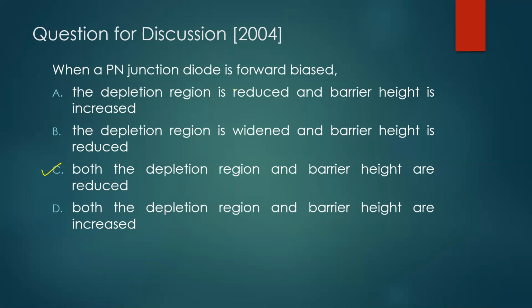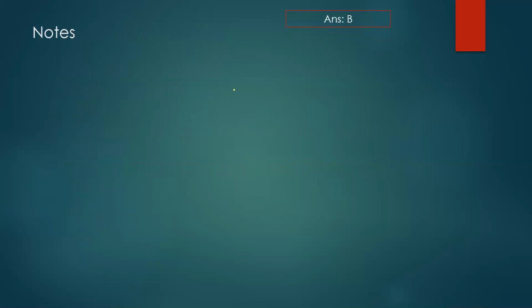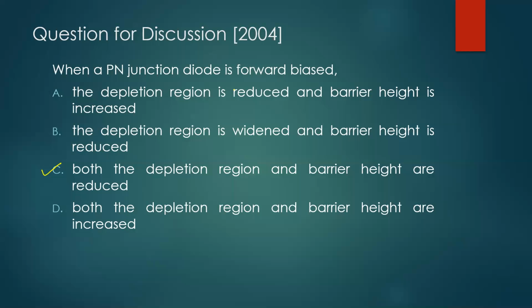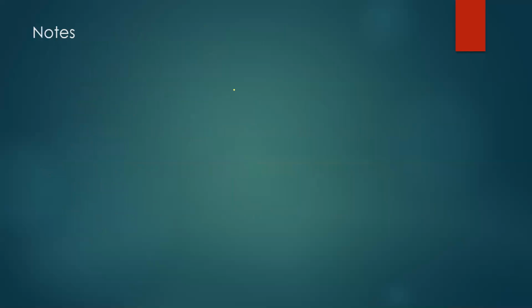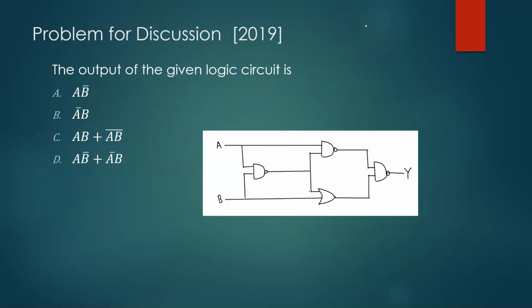No, no, no. I think that was my mistake. The answer is C actually, because the depletion region goes down, the width also decreases, and the barrier height also decreases. The answer should be C. So try answering this question.